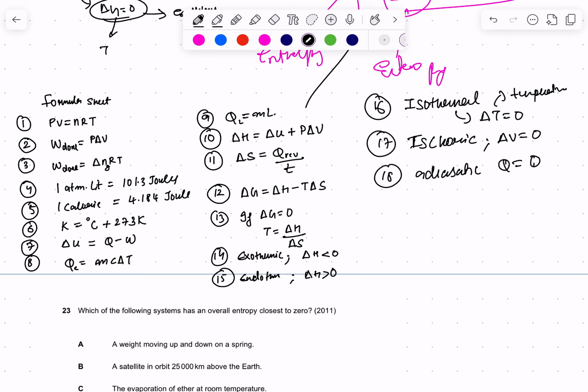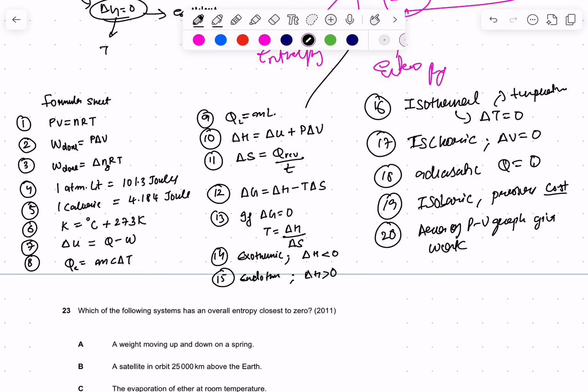You can see the screen, guys, yeah? Isobaric: pressure is constant, delta P is 0. And last, the area of the PV graph gives work. I think everything is clear, and you can quickly revise after looking at this. Thank you so much, Sanjay.